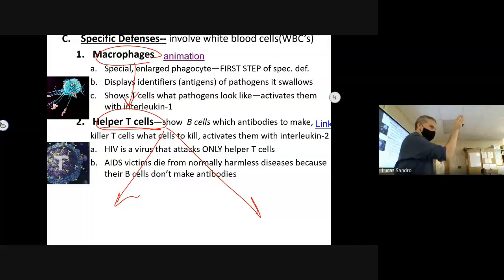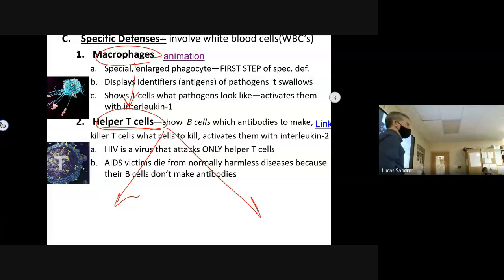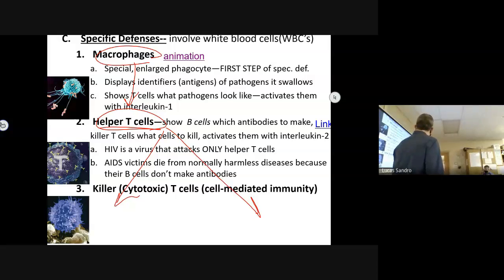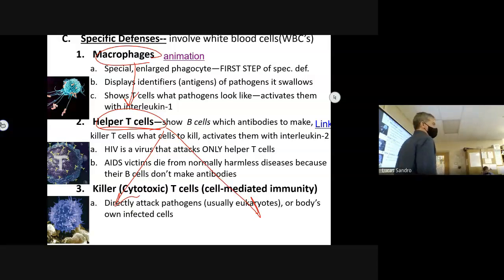So kind of from here, divide your paper into two columns. Go on the left side for this first stuff that we're about to write. On the left side of your paper, write down killer T cells. This is cell-mediated immunity. We also call them cytotoxic T cells. So what happens is the helper T cells either show or develop into killer T cells. And killer T cells, as you might imagine, they go kill stuff.